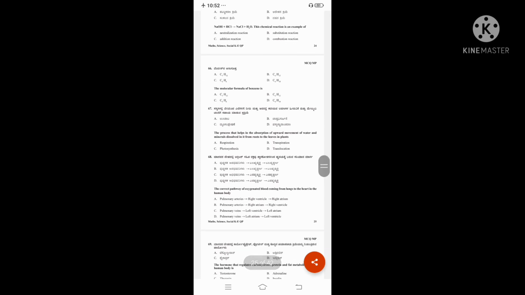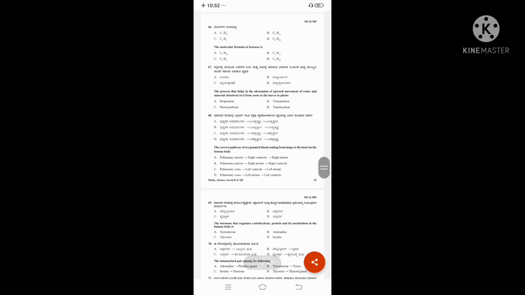When sodium hydroxide reacts with HCl, it is a reaction between a base and an acid, so it gives rise to salt and water. This is called neutralization. So the benzene formula is given by C6H6. Option B is correct. The process that helps in the upward movement of water and minerals dissolved in it from roots to the leaves in plants is called transpiration.